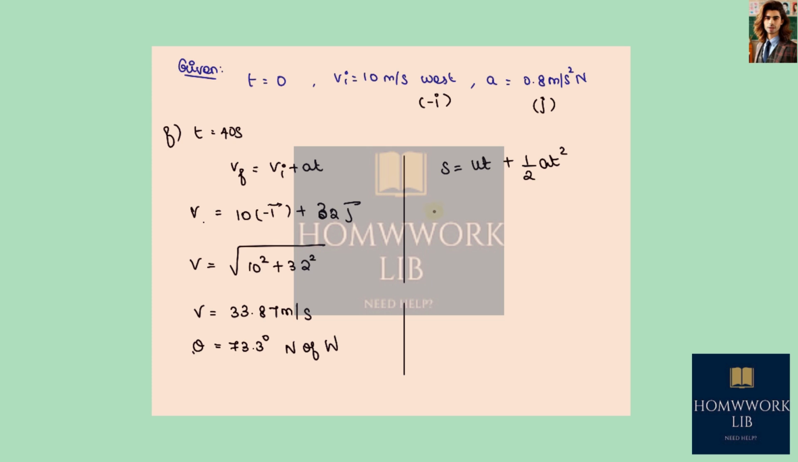And if we find the displacement, we get 400 meter west plus 0.5 into 0.8 into 40 square. So this will give 640 meter in the j direction, and this will be along minus i direction. So if we take the magnitude, we get square root of 400 square plus 640 squared. So the distance equal to 754.72 meter. So this is the displacement and velocity at time equal to 40 seconds.